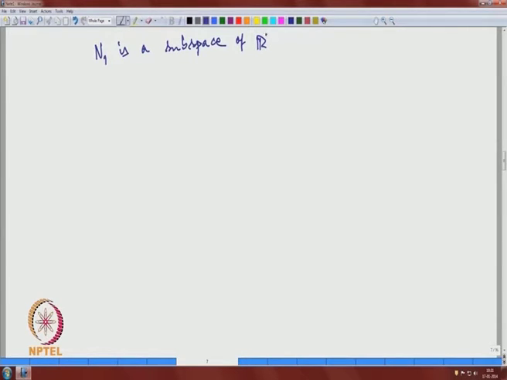So, in case of a complex eigenvalue, we take the real and imaginary parts of the eigenvector, and still we get a subspace of R n. That is important, that we keep in mind. So, the dimension of N 1 as a subspace is called the geometric multiplicity.